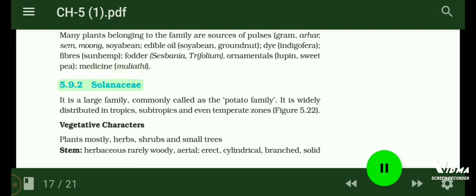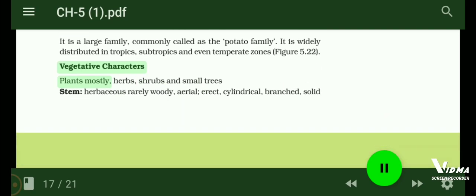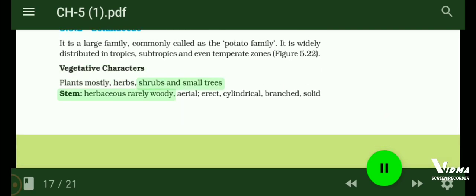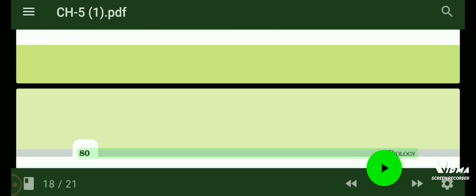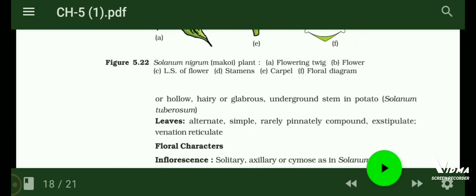5.9.2 Solanaceae. It is a large family, commonly called the potato family. It is widely distributed in tropics, subtropics and even temperate zones. Figure 5.22. Vegetative characters: plants mostly herbs, shrubs and small trees. Stem: herbaceous, rarely woody, aerial, erect, cylindrical, branched, solid or hollow, hairy or glabrous, underground stem in potato, Solanum tuberosum. Leaves: alternate, simple, rarely pinnately compound, exstipulate.